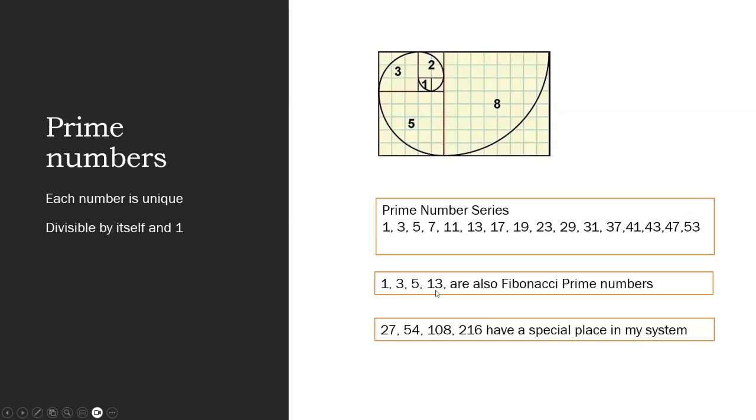Now, when you find a correlation between the two, so for instance, 1, 3, 5, and 13 are also Fibonacci numbers, you might find in my system that these numbers tend to replicate. They tend to recur often in my trading system. So just get familiar with those. And in my system and methodology, those 4 numbers have a very special significance. Now, I don't know why.